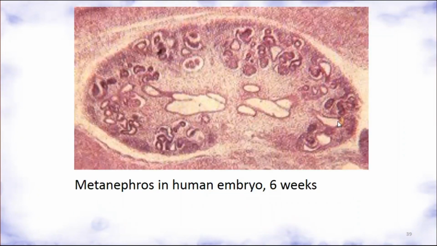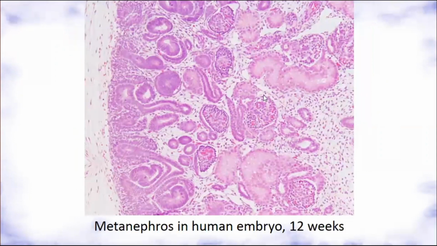And here we can see metanephros in a human embryo. It's 6 weeks of development. So when mesonephros is functioning, metanephros is already developed. Here we can see it. And there are numerous nephrons in the metanephric kidney, the final kidney. And later we can see here different developing tubules and renal bodies, and this is metanephros in a human embryo at week 12.